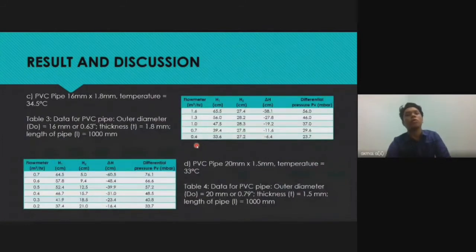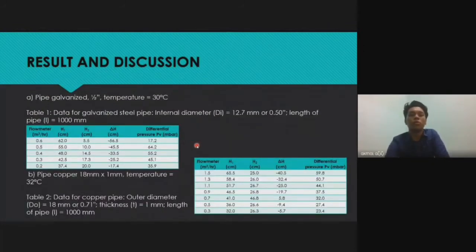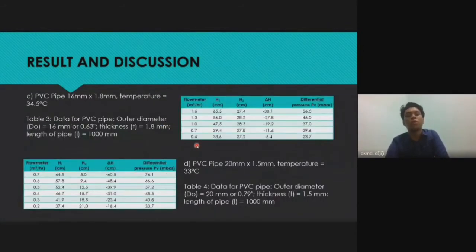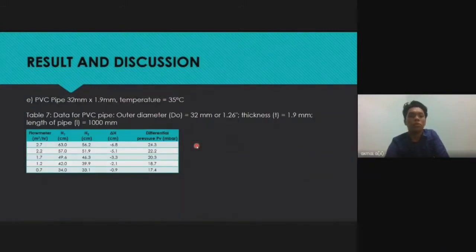In this experiment, we have three types of pipe. First one is galvanized steel pipe, second one is copper, and third one is PVC pipe. For PVC pipe, we will use three different dimensions. First one is 16 by 1.8 millimeter. Second one is 20 by 1.5 millimeter, and last one is 32 by 1.9 millimeter.